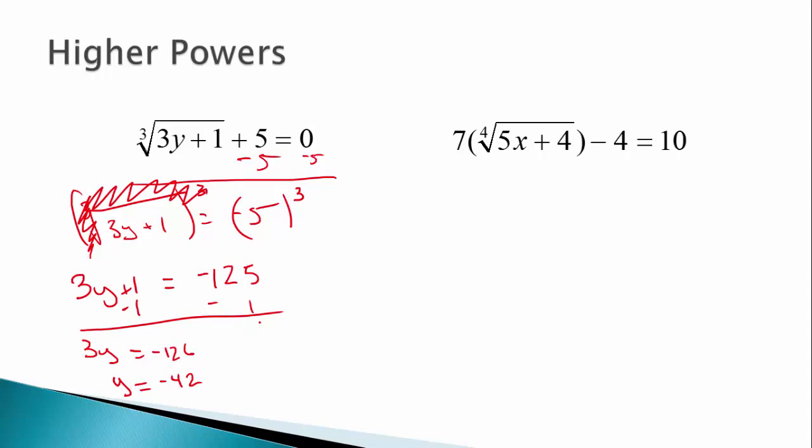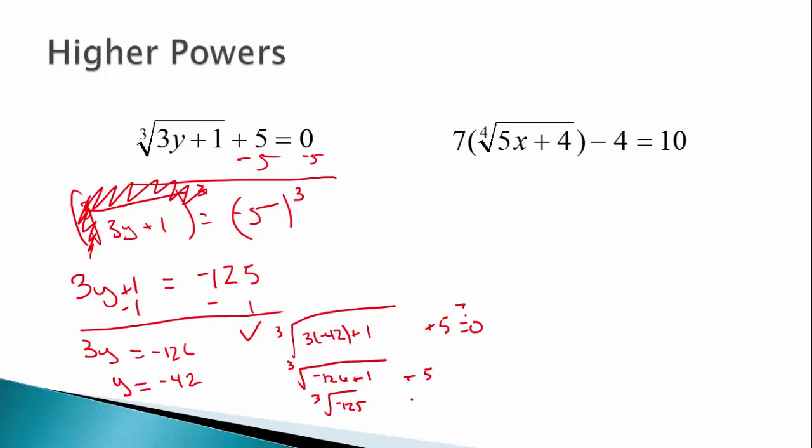And I will check this just to make sure. So the cube root of 3 times negative 42 plus 1, plus 5 equals 0. Well, does it? The inside becomes the cube root of negative 126 plus 1, which is the cube root of negative 125. The cube root of negative 125 is negative 5. When you add the outside 5 to it, you do get 0, so I believe y equals negative 42 will work.